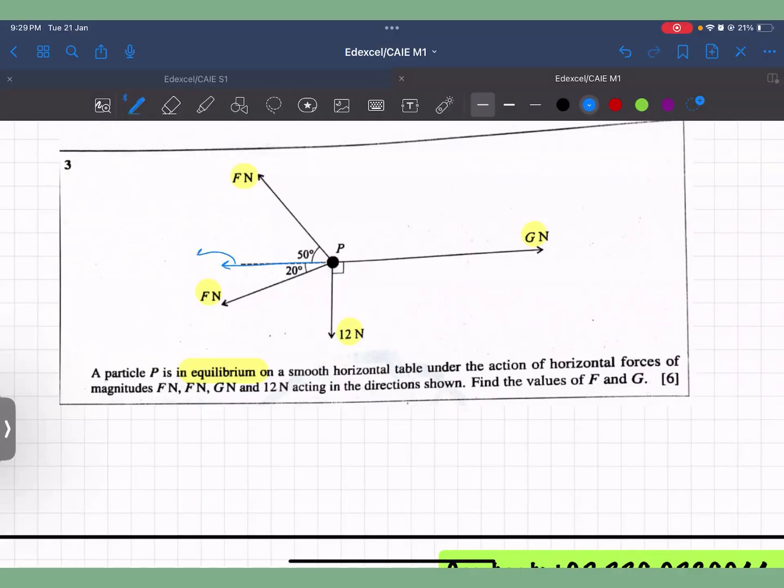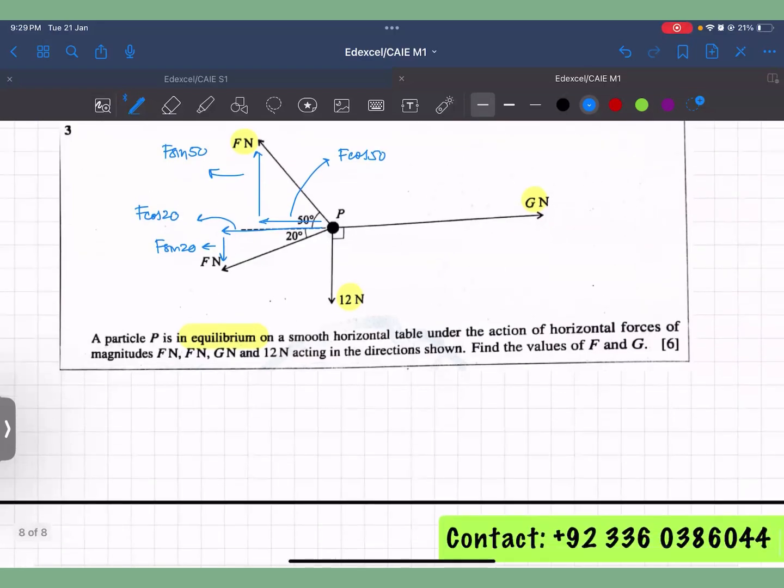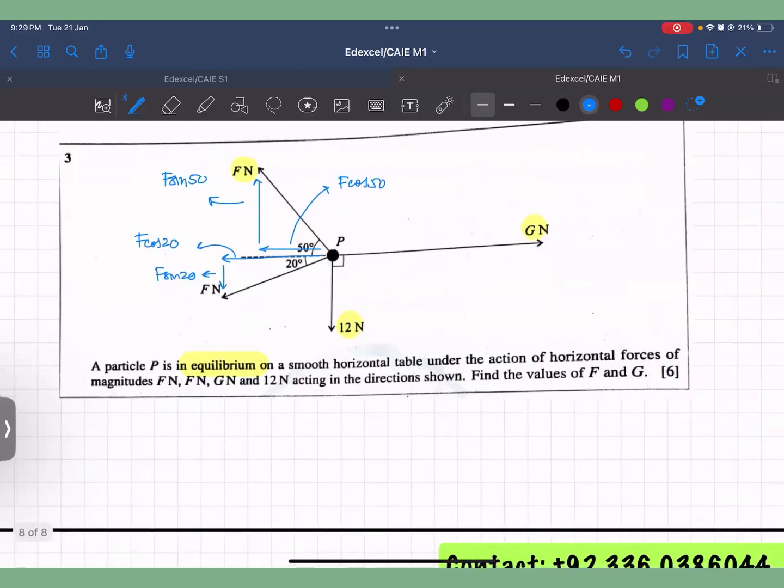So this one would be the horizontal component of this F, which would be F cos 20, because this component is adjacent to the angle, and this one would be F sin 20. For this one it would be F cos 50, and this would be F sin 50. There is no other slanted, tilted force, I think.